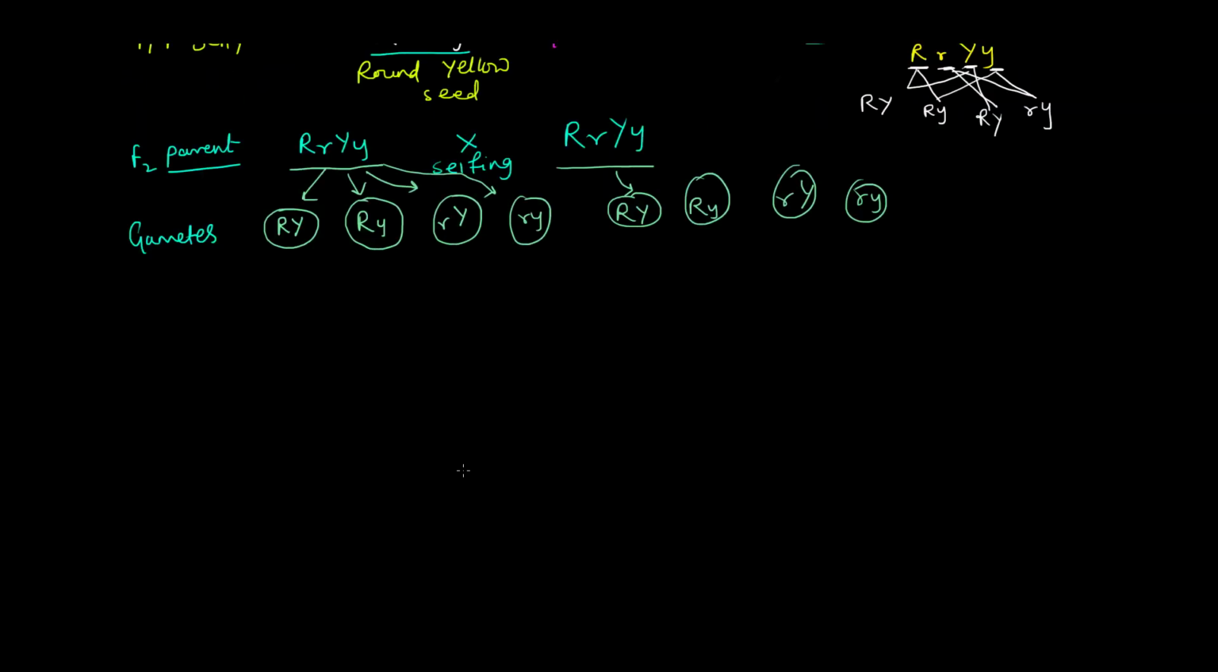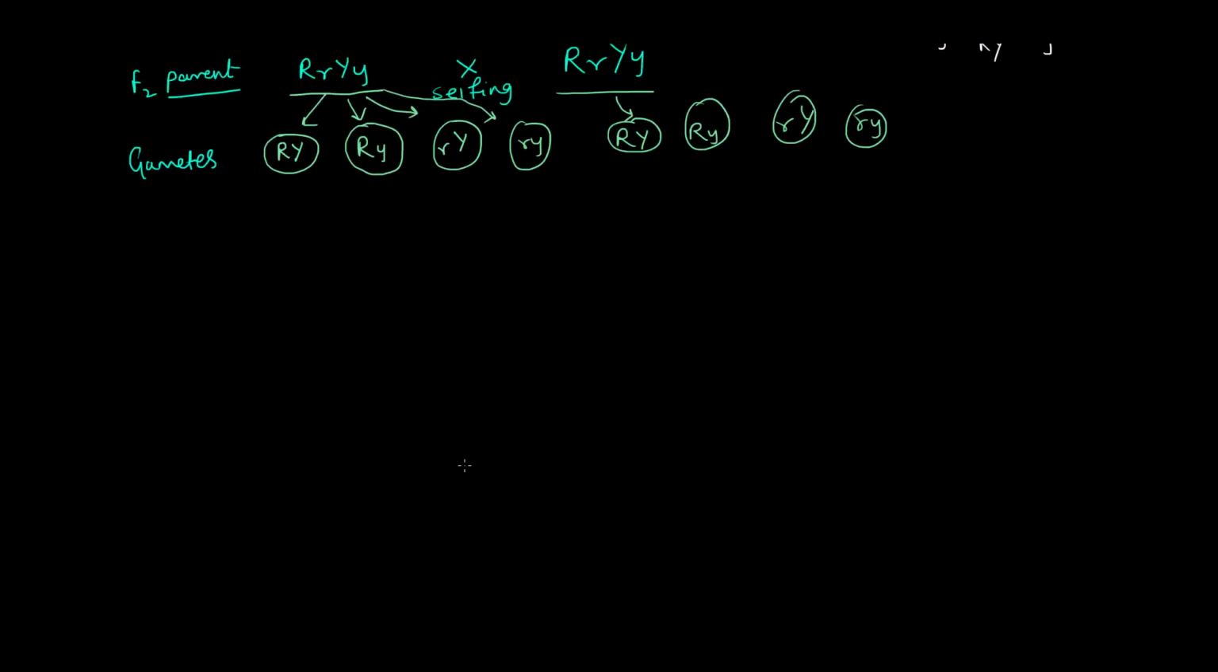Once we get the gametes, let us stop here. Then we have to go for the F2 progeny. So how will we get the F2 progeny? To get the F2 progeny, again we are going to go with the Punnett square. Remember, we are going to go with the Punnett square. So to make the Punnett square, let's start the process.